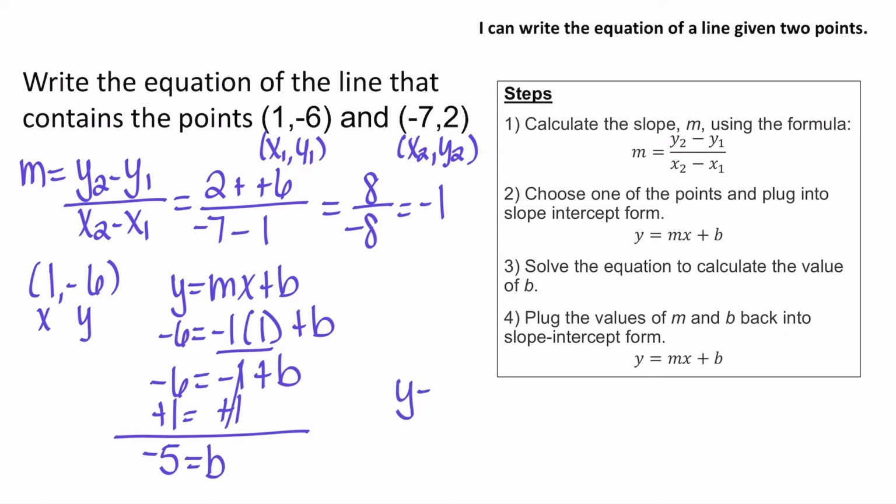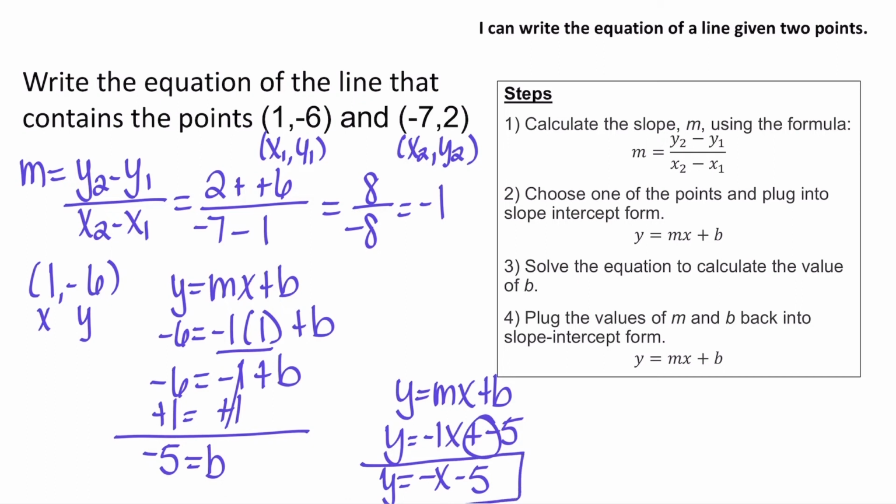So now I have y equals mx plus b. So when I do that, I get y equals m, which is negative 1, so negative 1x plus negative 5. So I can do a couple of things here. Remember in algebra, we usually don't write coefficients of 1. So I can say this is y equals negative x, and this plus negative I can turn into a subtraction sign. So I have y equals negative x minus 5.